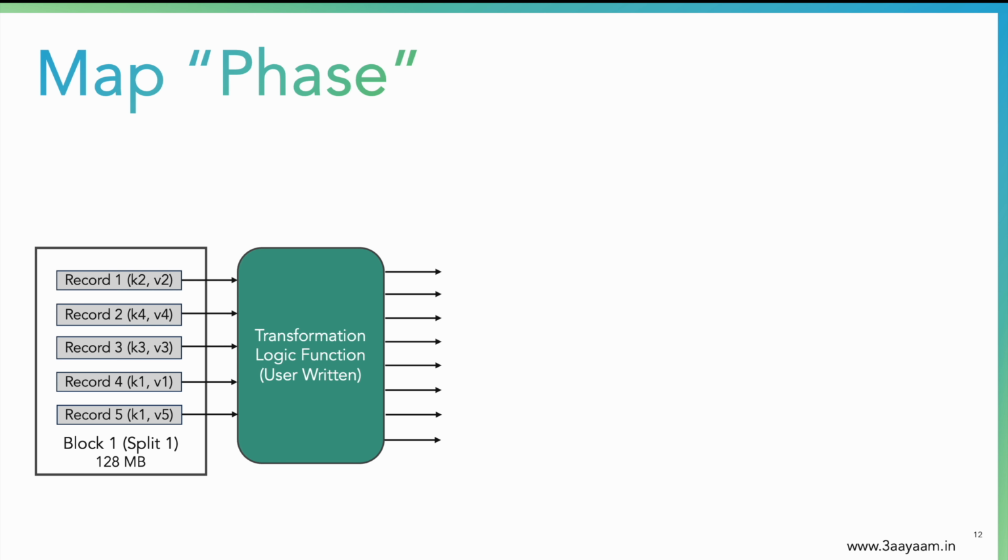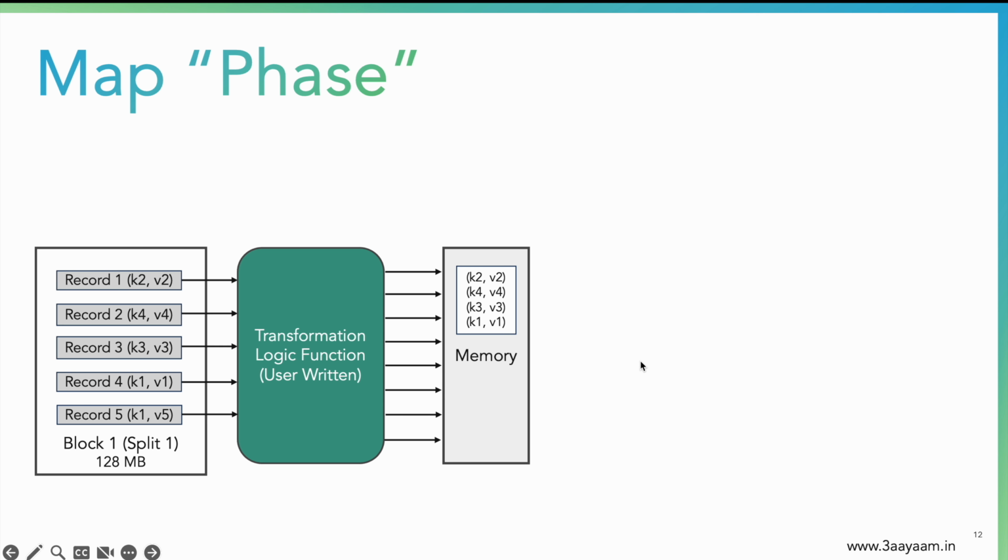Now, after emitting these records, they are written in memory in the same order in which they were read. For example, in this case, record 1 contains key 2 and value 2, record 2 contains key 4 and value 4, record 3 contains key 3 and value 3, but record 4 contains key 1 and value 1, and so does record 5. So while writing in memory, first it writes in the same order in which the rows were read.